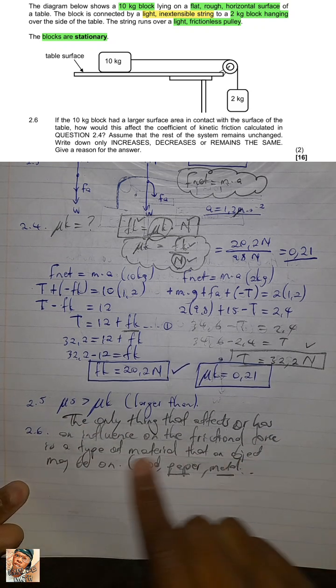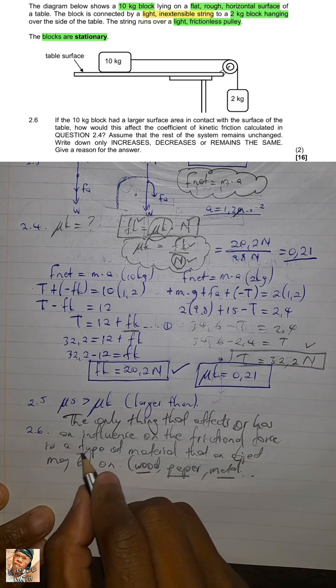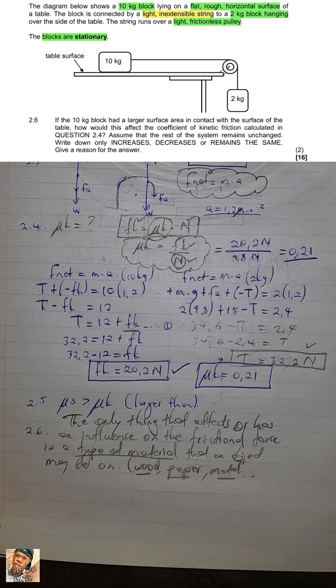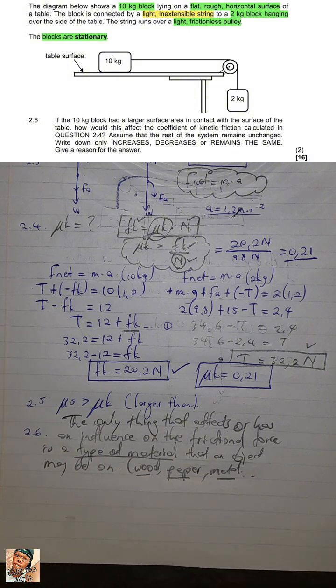The only thing that affects the frictional force, whether it is a static frictional force or kinetic frictional force, is a type of material. So if a type of material is not changed, it means the frictional force is also not going to change, or it's not going to be influenced. So whatever happens to the frictional force happens to its coefficient. Since the surface area is being increased and not the type of surface, the frictional force is going to remain the same. Thus, the coefficient of the kinetic friction is also going to remain the same. So the answer for 2.6 is remain the same.